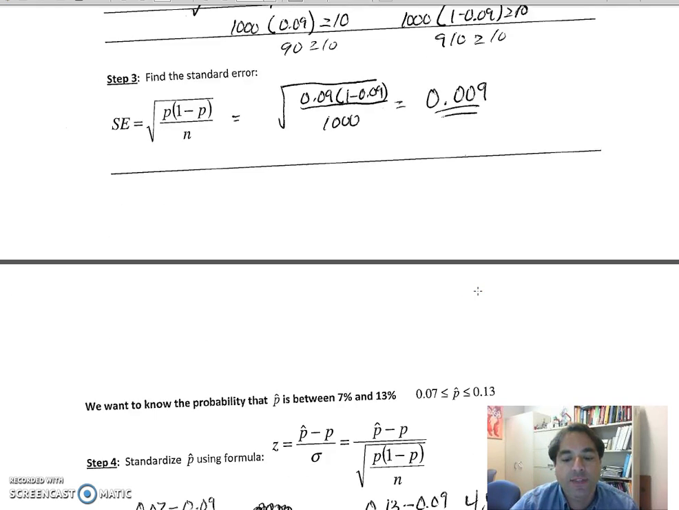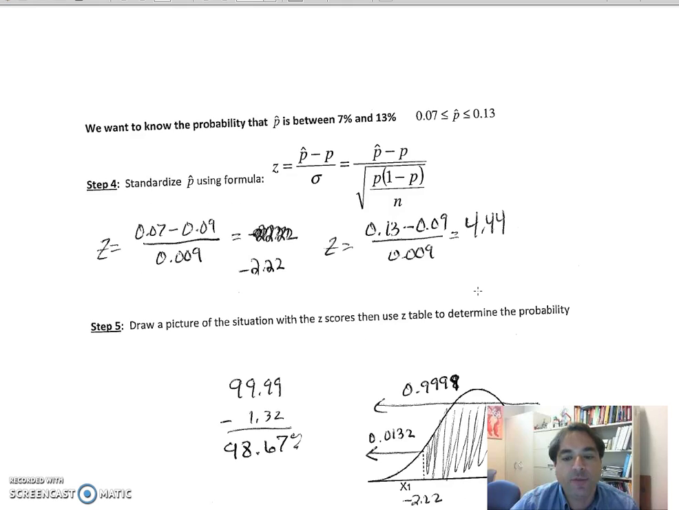Okay? Then we find our z-score. But because we're looking for between two values, we're going to have two z-scores. So we do 0.07 minus 0.09. Do that first, or in parentheses, divided by 0.009, we get negative 2.22. And we have 0.13 minus 0.09 divided by 0.009, which gives us 4.44.